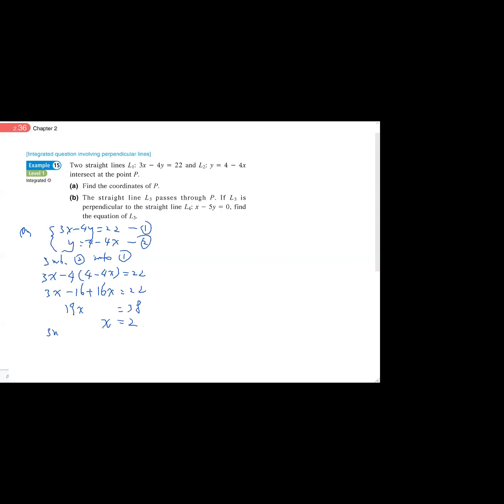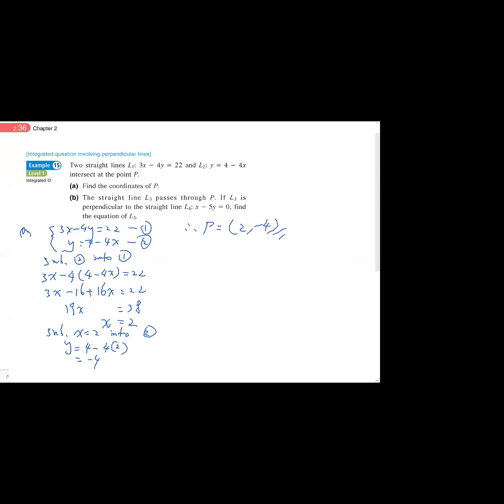So we substitute x equals 2 into the equation with y as the subject. That is equation 2. Okay, so y is equal to 4 minus 4 times x, but x is changed to 2, which should be equal to negative 4. Okay, therefore, the conclusion is that the coordinates of point P are (2, negative 4). That is the answer of part A. Okay, so that is how we can find the coordinates of the intersection points. All right.